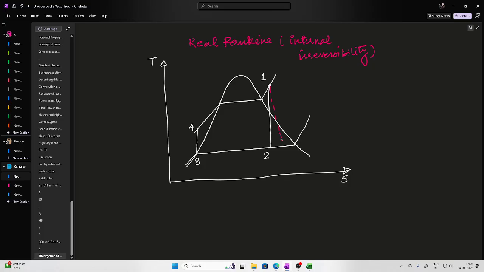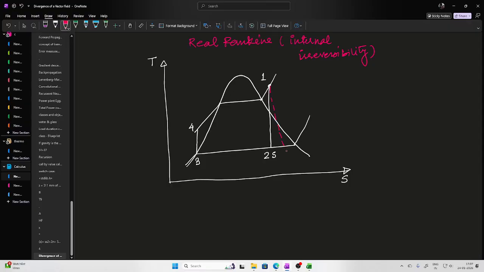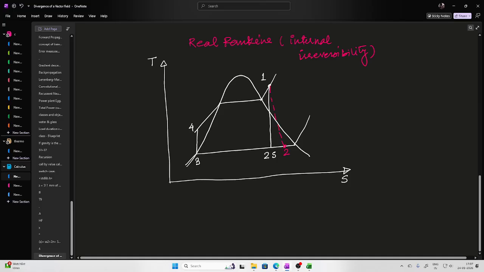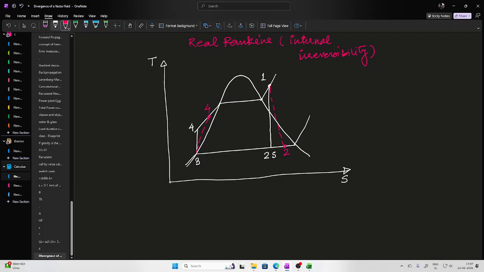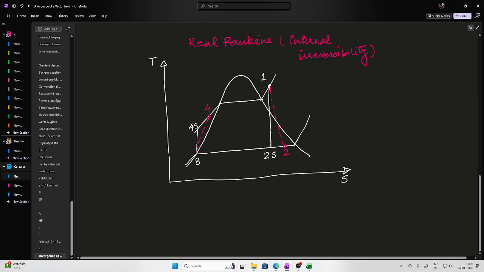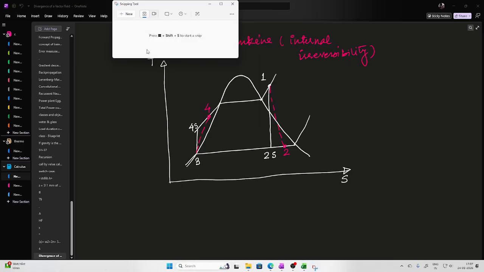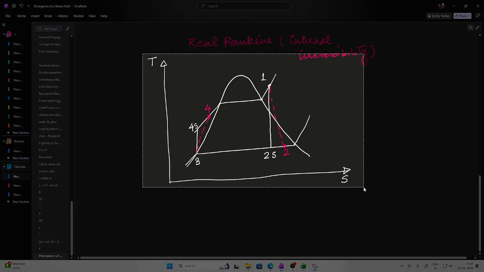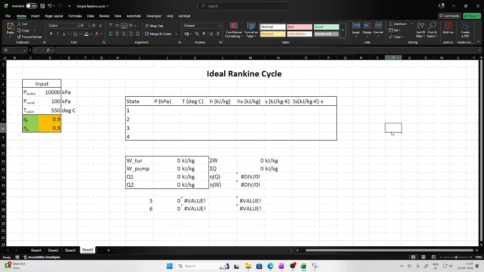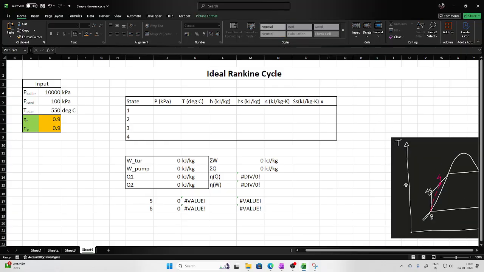Entropy will increase and the state after expansion will not be this 2s but it will be this point. And the same thing will happen in the pump. So this will be your real state after expansion and this is the isentropic one. So let us take the same problem and use the same Excel add-in for steam tables to model it. So what we'll do is copy this onto the Excel so that it becomes easy for us to view.